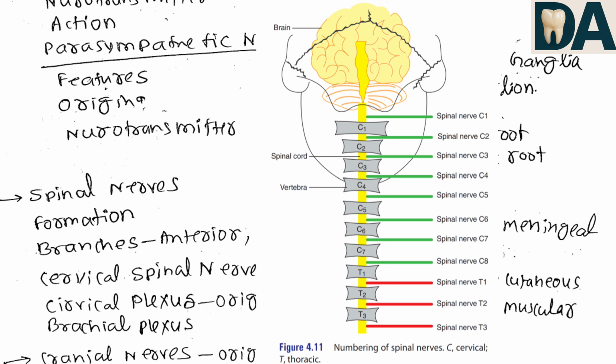8 cervical, 12 thoracic, 5 lumbar, 5 sacral, and 1 coccygeal. It should be remembered that the number of vertebrae at every level follows 7 cervical, 12 thoracic, 5 lumbar, 5 sacral, and 1 coccygeal. The number of spinal nerves generally corresponds to the number of vertebrae, except in the cervical region.